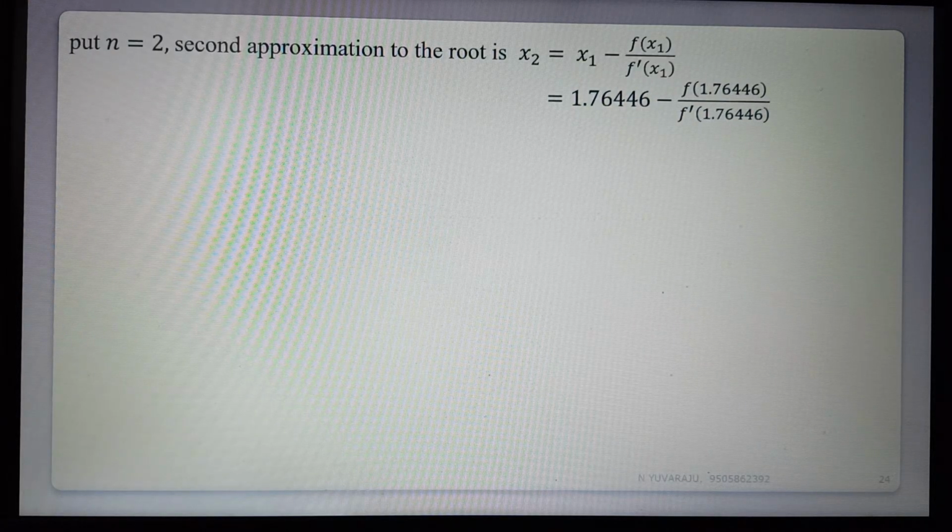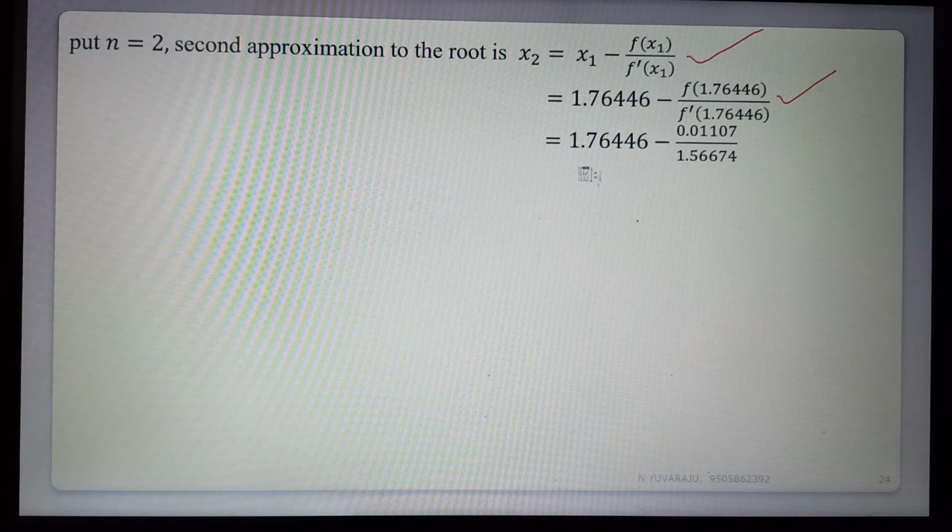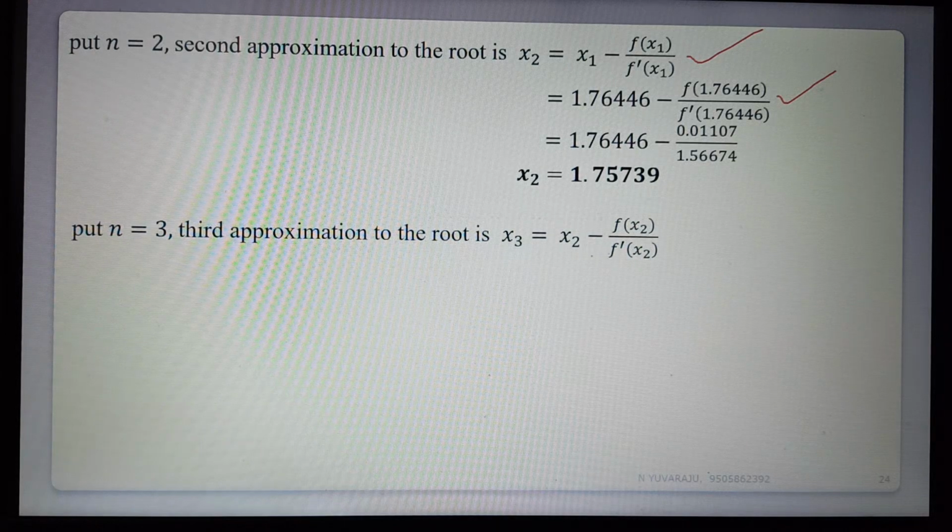Next, the second approximation. x2 is equal to x1 minus f of x1 by f dash of x1. That is 1.76446 minus f of 1.76446 by f dash of 1.76446. Substituting in the given equation, we get the required value x2 is equal to 1.75739.